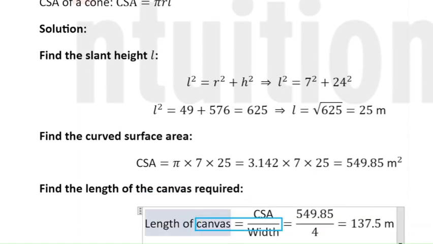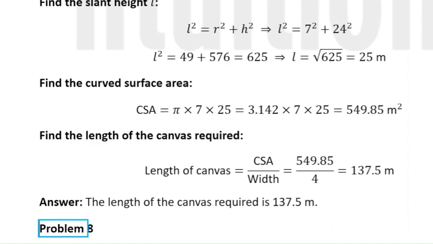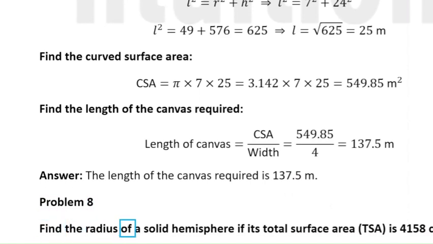Find the length of the canvas required. Length of canvas equals CSA over width equals 549.85 over 4 equals 137.5 m. Answer: the length of the canvas required is 137.5 m.